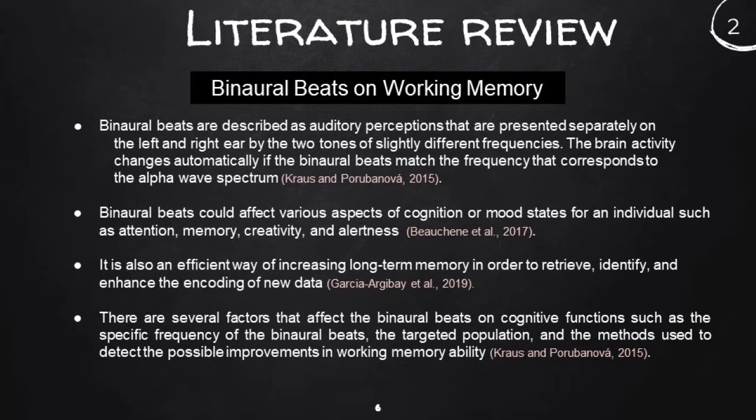There are several factors that affect the binaural beats on cognitive functions, such as the specific frequency of the binaural beats, the targeted population, and the methods used to detect the possible improvements in working memory ability. The target group is important because the level of brainwave activity in older people is different from young people. Moreover, binaural beats may have a beneficial impact on retention, attention control, as well as the storage and the activation of information. Thus, it is shown that binaural beats have a relationship with working memory.